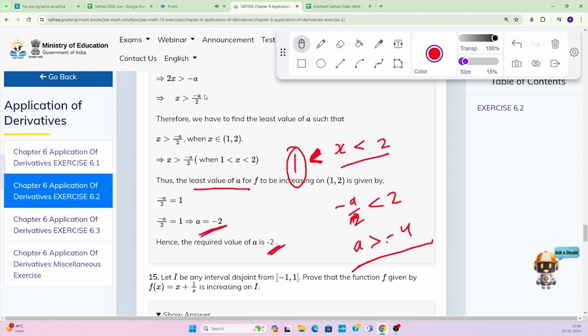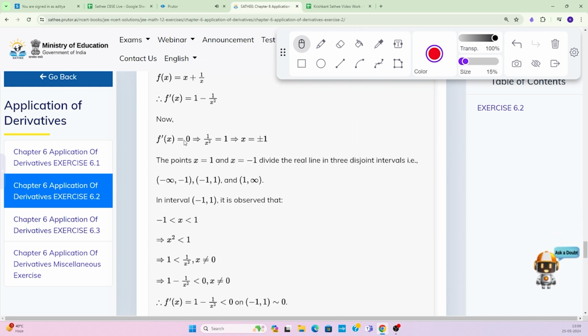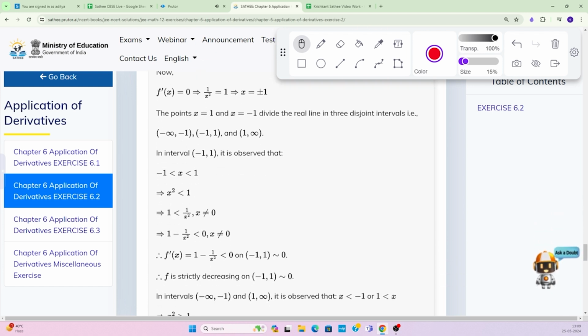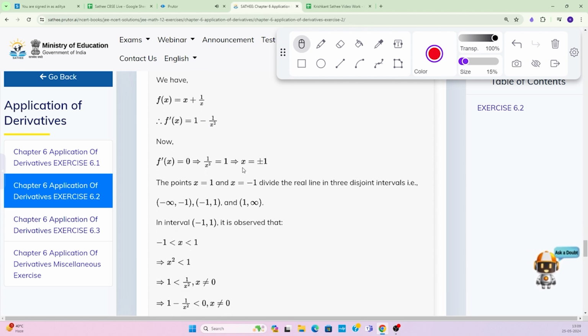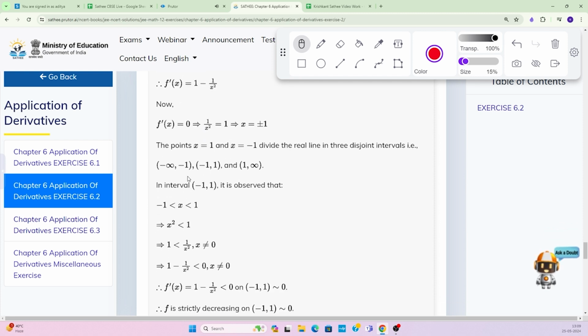Now from this, if we put f prime x equal to 0, you will find your critical points. The critical points will be plus minus 1. Now you have to verify in 3 intervals: between -1 to 1, from 1 to infinity, and from minus infinity to -1. Let us first verify in the -1 to 1 interval.